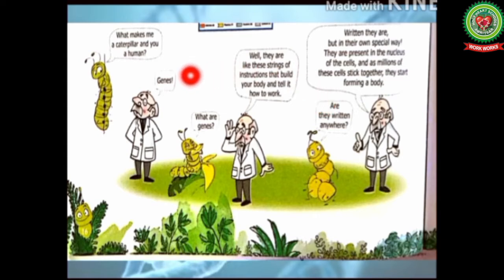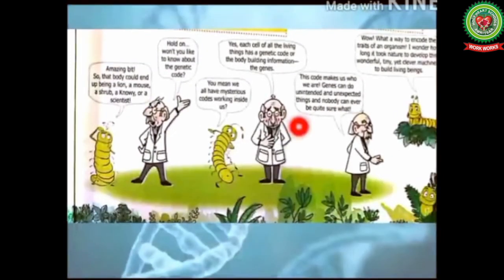Here a caterpillar wants to know why it is a caterpillar, and the scientists are human beings. The scientists tell him that it's all because of the differences in genes present in them. Then he goes on to explain the genetic code which decides the features of any creature.